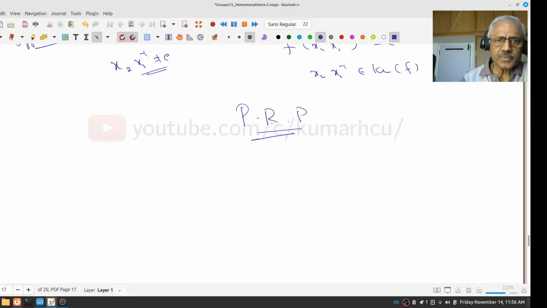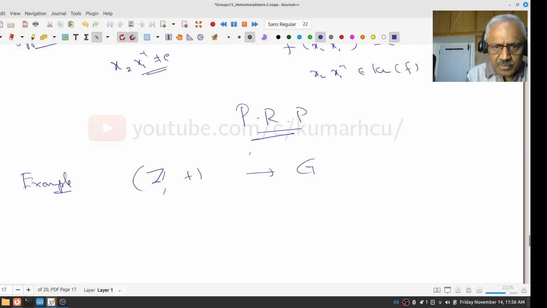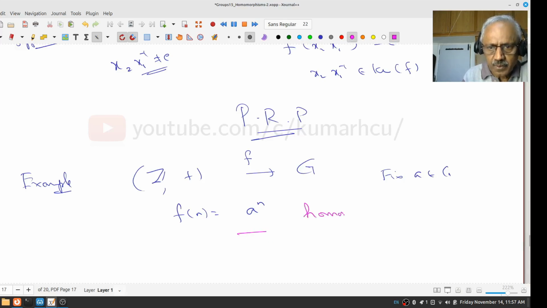Now, we understood what the kernel is. Let us look at an example. Do you remember? F from Z plus to a group, we always found some homomorphism. How did we do that? We fix an a in G and look at f of n equal to a power n. We know this is the group homomorphism. This is seen in the earlier session.